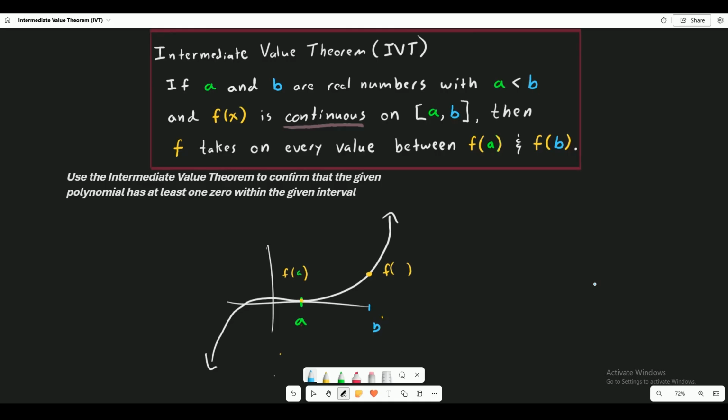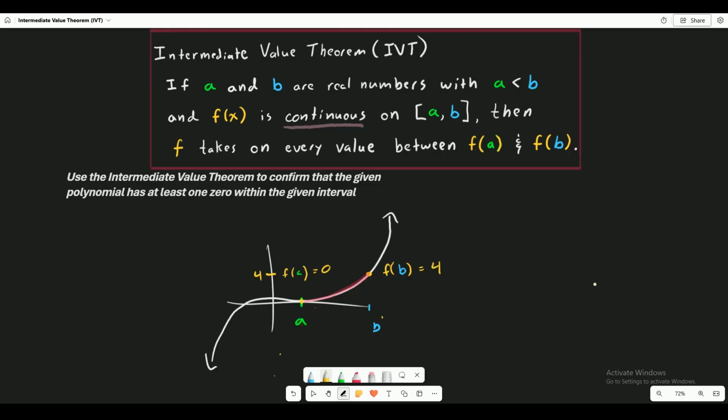Just like this. So what it says is that if the function is continuous, then whatever number f of a is, all the way until f of b, I have to include all of these numbers. Let's just give it a number. Let's say f of a in this case is 0, because it hits the x-axis. And let's just say f of b is, I don't know, let's make it up, 4. f of b is 4.